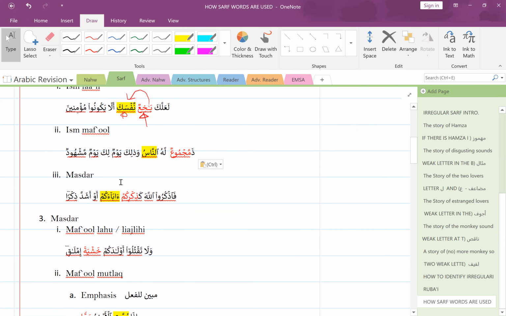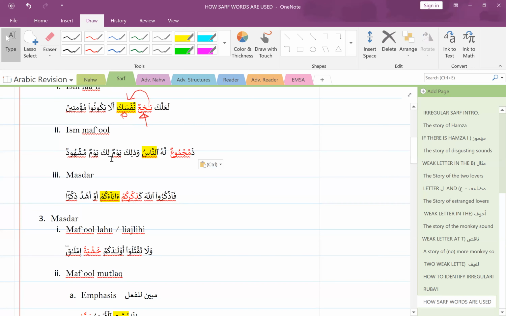And then of course also a masdar sometimes can do a job, like it can make something mansub, depending on what it's doing. So masdar can also do several jobs. For example, here we have this ayah, كذكركم آباءكم. Dhikr, mentioning, or remembrance, is a masdar. So your remembrance of your fathers, آباءكم, is going to be the مفعول به of ذكركم.